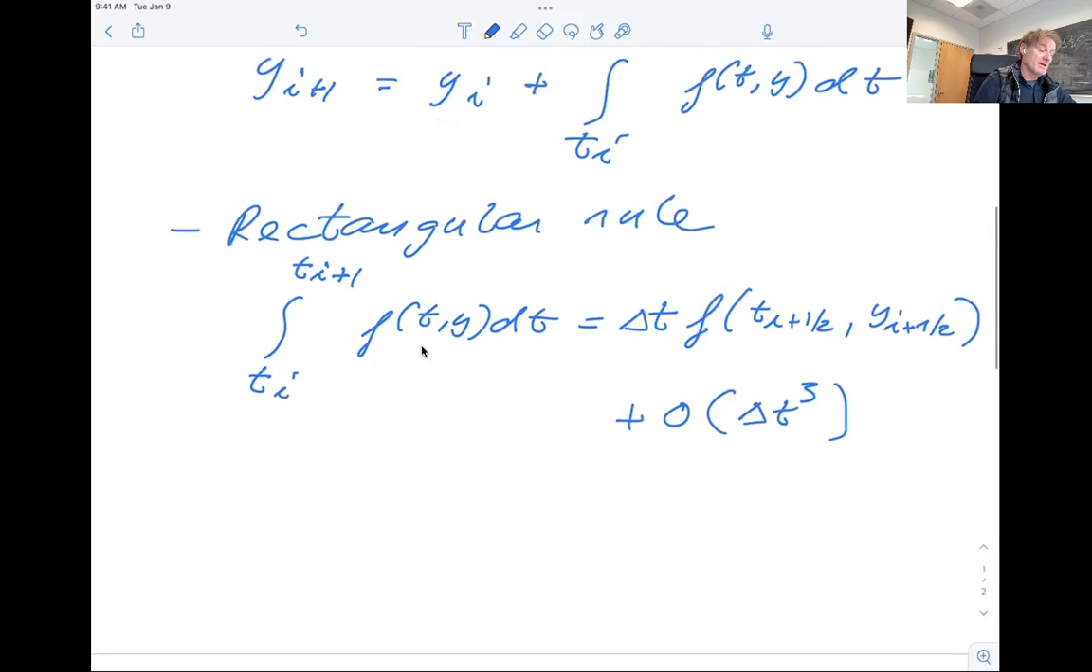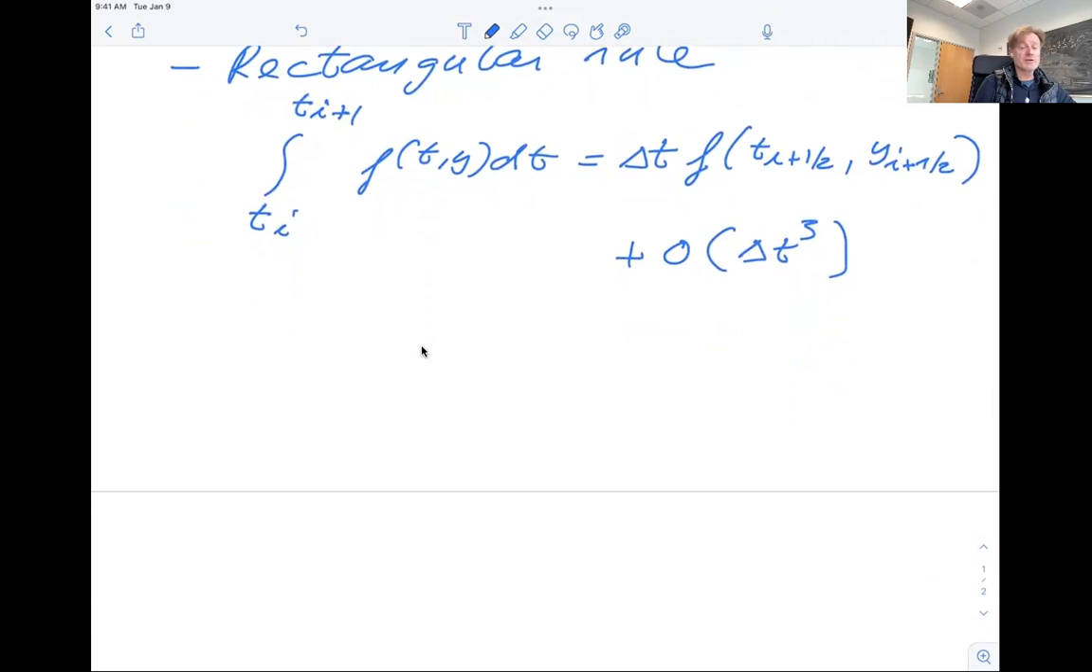Now you can interpret this method in a very simple way. It's called the rectangular rule. And that's simply because if we look at the integrand and the way we are going to approximate the integral, we are simply going to assume that the area below the curve f of t, y is given by a sum of different rectangular areas.